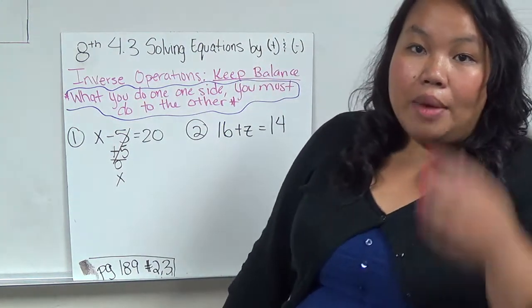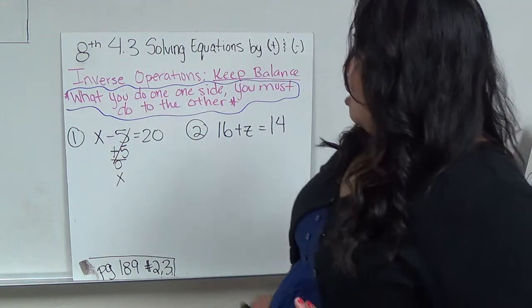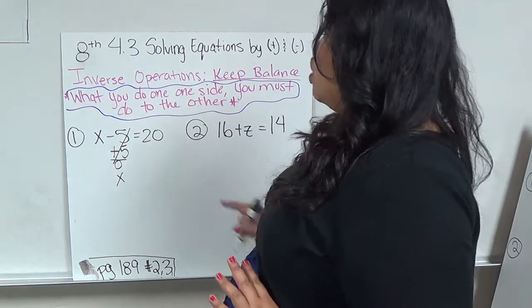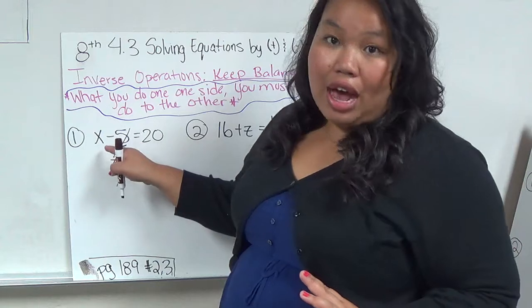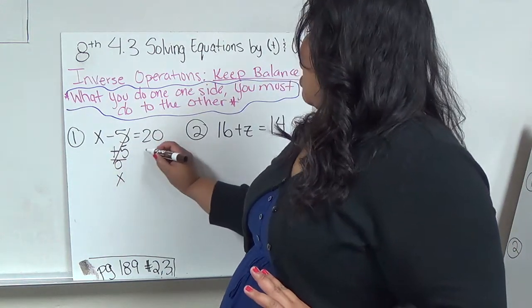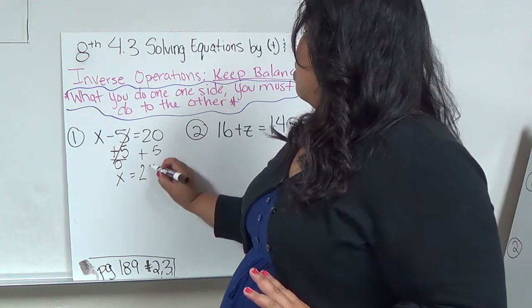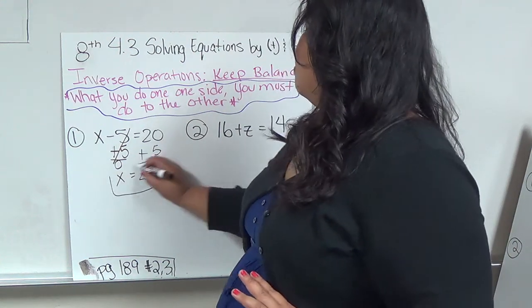See? Because I want to isolate it, and again, my rule is what I do to one side, I have to do to the other. So because I added 5, I have to add 5 to this side. Okay? And so now x equals 25.